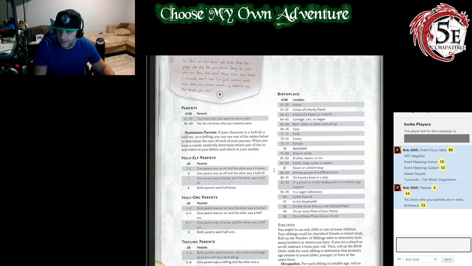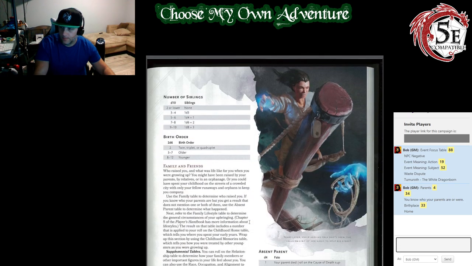For birthplace, you rolled 33. Home. So their homeland. Number of siblings. This has the potential to have a lot of siblings. I don't think the Dragonborn are going to be that high. So I'm going to limit myself to a -6 on this. So -6, minimum of 0.